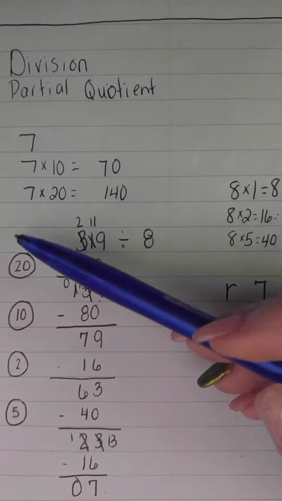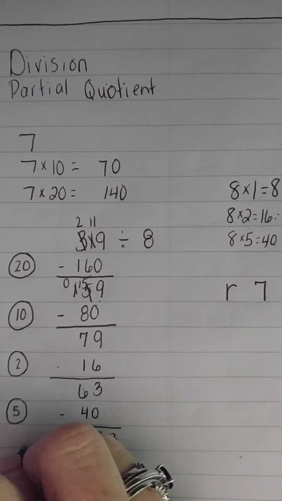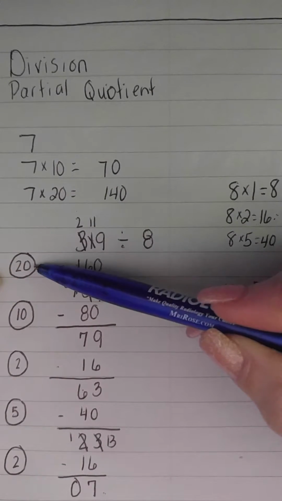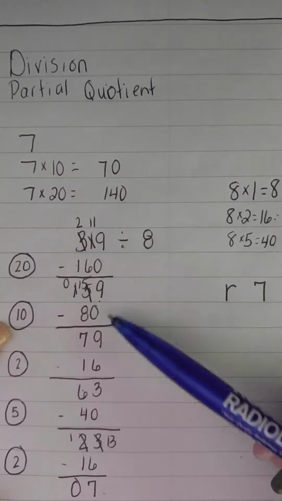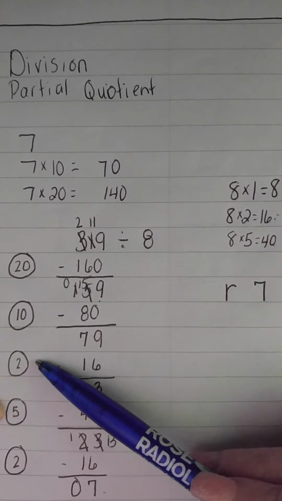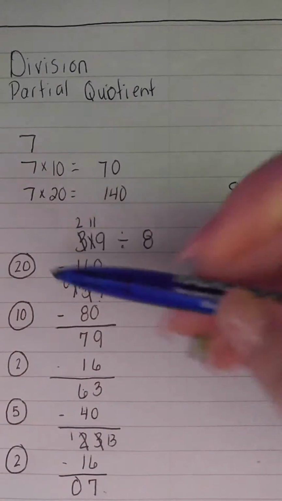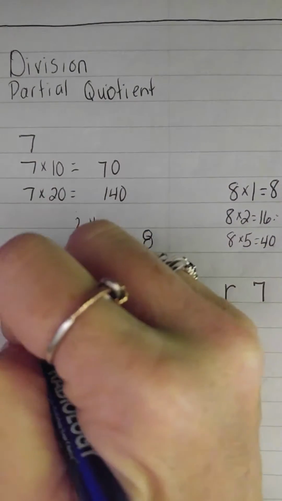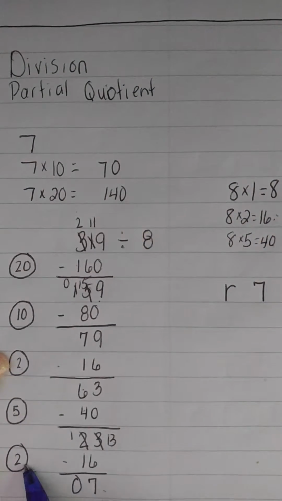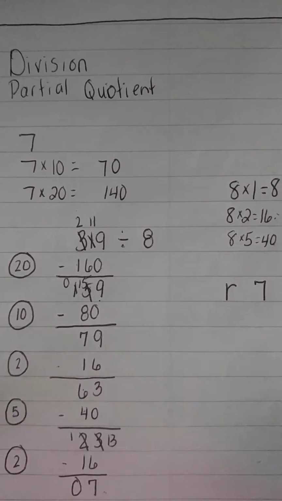7. And then I just add how many times I used my 8. Here's 160, I used it 20 times. Here's 80, I used it 10 times. Here's 16, I used it 2 times. Here's 40, I used it 5 times. Here's 16, I used it 2 times. So 20 plus 10 is 30, plus 2 more is 32, plus 2 more is 34, plus 5 more is 39.